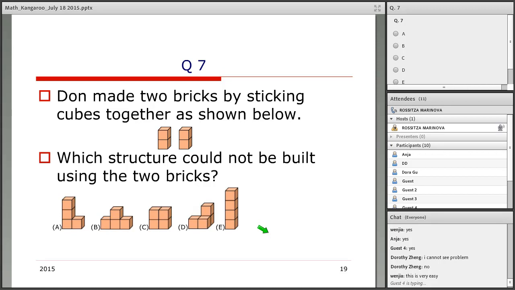The rest of you are able to see the screen, I'm hoping, because I can see that most of you have already answered in the poll. Some of you are still working on it. And yes, it is easy once you understand it, that's great. So try to figure out which structure could not be built. Maybe a couple more seconds over here, and then we can look through the solution.